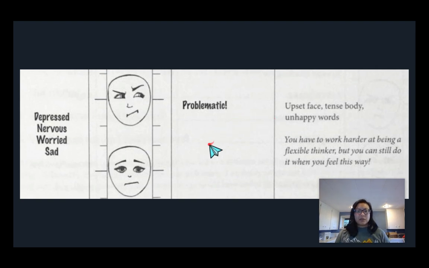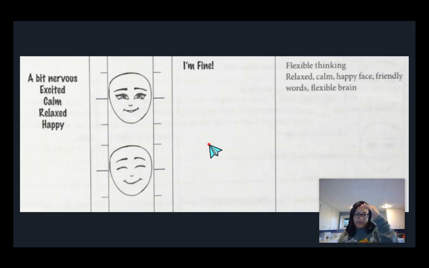With medium sized problems, you might just be feeling a little bit stuck, and then somebody can help you out. And then with small problems, that's at the very bottom of that thermometer. You're maybe feeling a little bit nervous, but you're excited, you're calm, relaxed, and happy. You are just fine. Your face might show that. You might be smiling. You're able to think flexibly and talk to people and take in their feelings and be sensitive to their feelings. Maybe you're being friendly with other people, and this is definitely that upstairs brain and downstairs brain working together, where you're also able to think about your choices and problem solve and things like that, and you're feeling great.